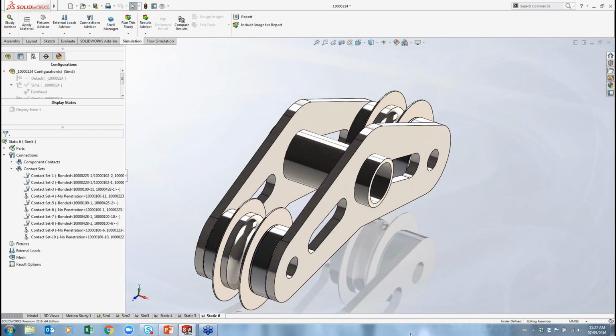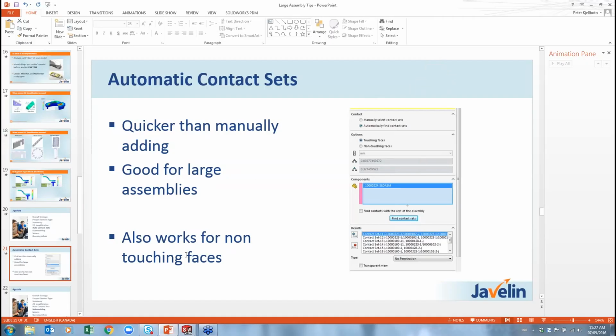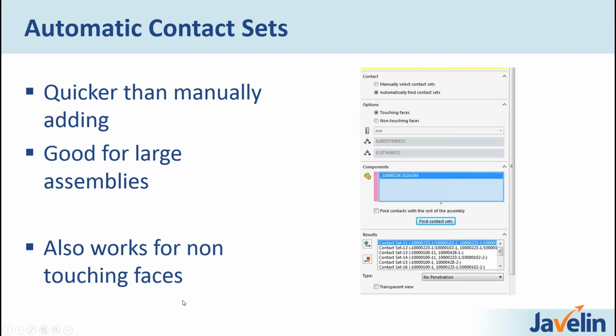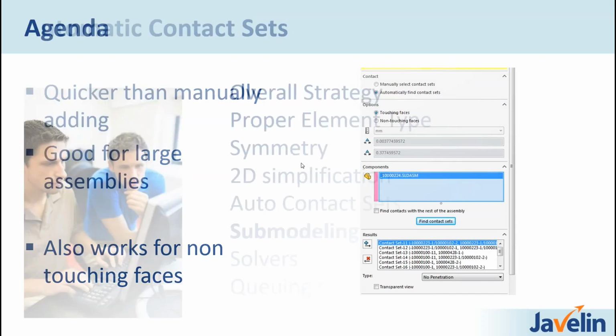Now, that was a pretty quick example, but you can see you can very quickly add, let's say, 30 or 50 contact sets in a matter of minutes, as fast as you can click and select what they all are. So that can be a very good time saver in large assembly analysis. Now, as I mentioned, great for large assemblies, also works for those non-touching faces, so if you do have clearances in there, don't worry, we can still help.